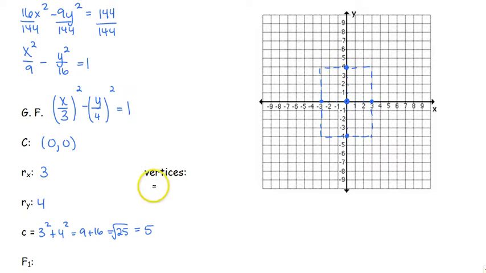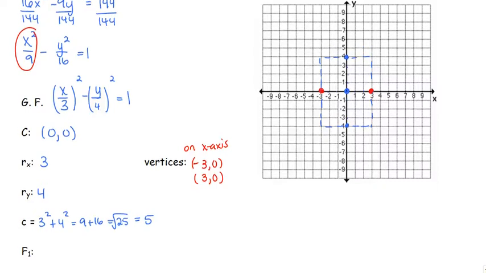Now remember, the vertices are going to go on the positive axis, and when I look, they are on the x-axis. What this means is that on the x-axis, our vertices are going to be (-3, 0) and (3, 0). If our y-axis was positive, then our vertices would have been at (0, 4) and (0, -4). So whichever points are on the positive axis, those are going to be your vertex points.